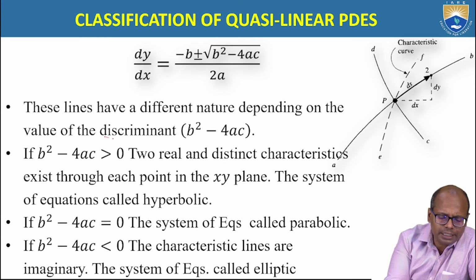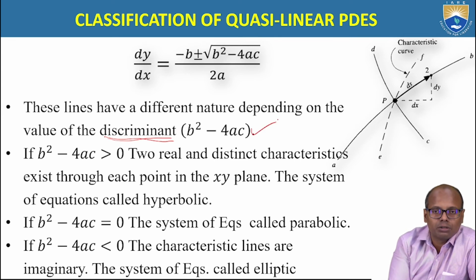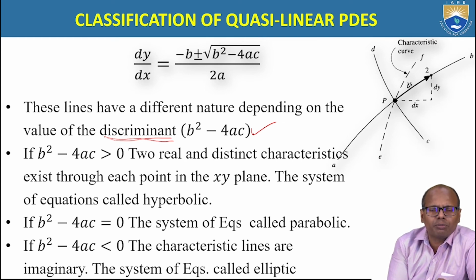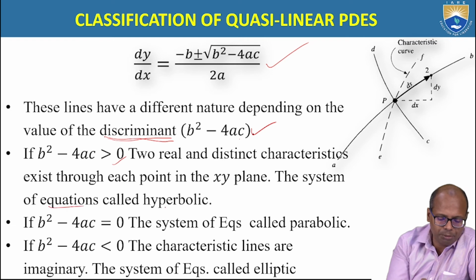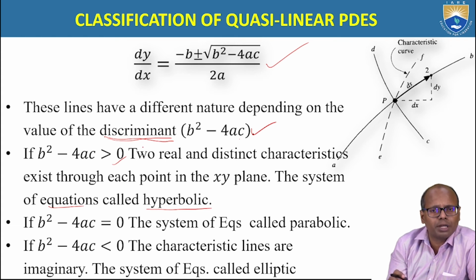Now this discriminant, b square minus 4ac, will tell us what type of mathematical behavior the characteristic curve will have. If b square minus 4ac is greater than 0, then the behavior is like a hyperbolic system, so the equations are hyperbolic in nature. If this is equal to 0, then the equations are parabolic in nature. If this is less than 0, then the equations are elliptic in nature.